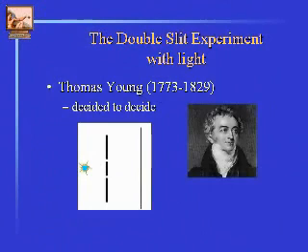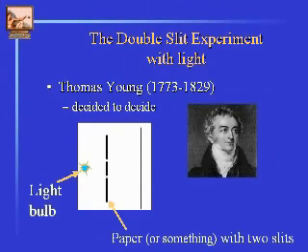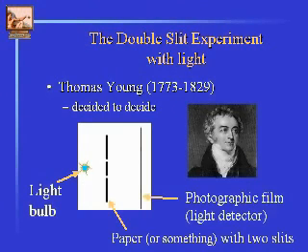So imagine, if you will, shining a light through two slits. What are you going to get? There's a light bulb. There's a piece of paper or something with two holes in it, and then it's going to shine on a photographic plate. We'll call it a light detector, which is exactly what it is. When light hits it, it reacts. It has just detected light.